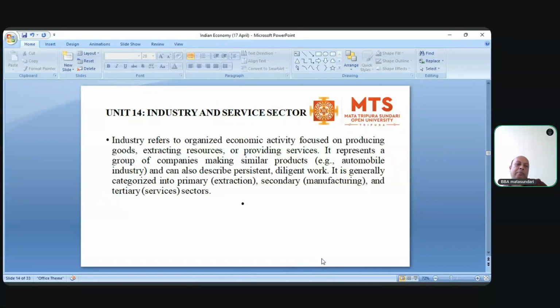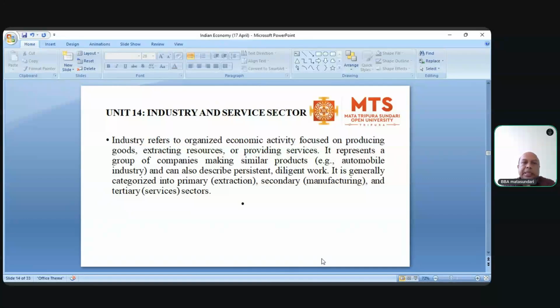So in this way, I completed unit 13, which basically discusses the agricultural sector. The next unit, unit 14, discusses the industry and service sector. In this unit, I will discuss both sectors, the industrial sector and the service or tertiary sector.